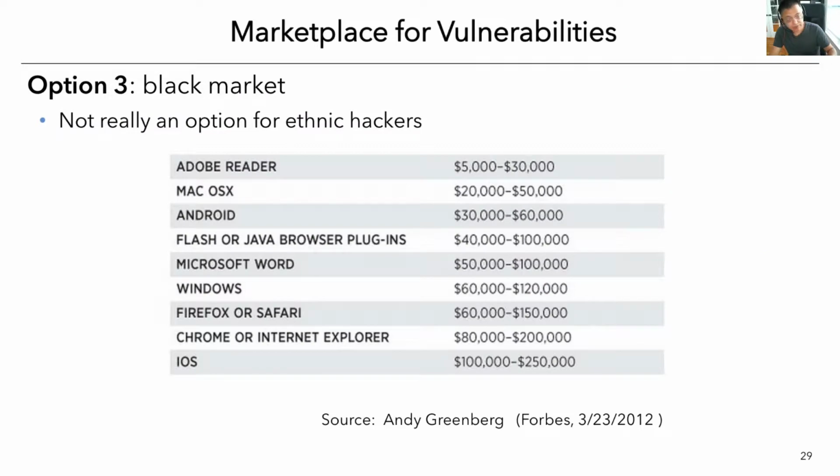But the third option is the black market. This is really not an option for ethical hackers, right? So for example, if you have a vulnerability for Android, you can fetch from 30,000 to 60,000. If you have a vulnerability in iOS, you can fetch between 100,000 to a quarter million. Sorry, this is the data from 2013.